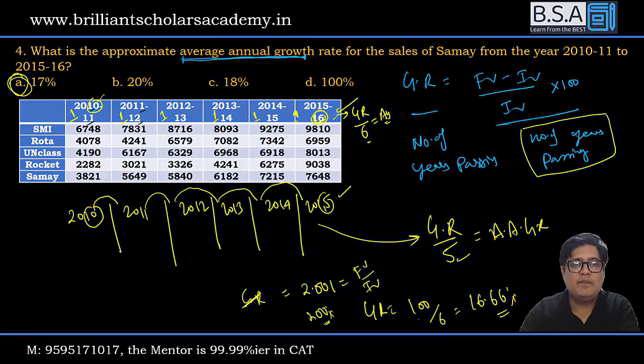Samay, yes. First value 3821, last value 7648. You can see, it is double. 36, 76, 21, 48, directly double. So growth is 100%. 100% divided by the number of years passing. Number of years passing, 6 years. Don't divide by 5, it will be wrong. B is the wrong answer. Don't divide 100 by 5.